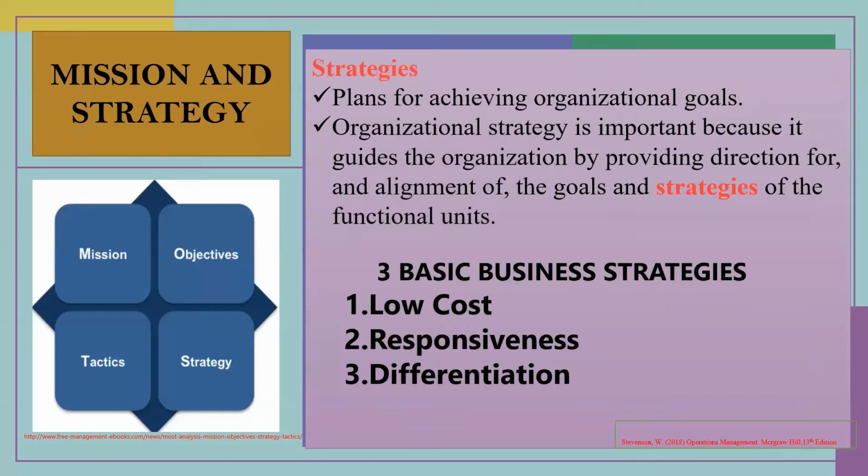So strategy is plans for achieving organizational goals. And organizational strategy is important because it guides the organization by providing direction for an alignment of the goals and strategies of the functional units. So the three basic business strategies. Actually, guys, there are a lot of strategies that businesses are doing, but these are the basics. Low cost, that's very self-explanatory, actually. Responsiveness of the market or responsiveness of the business. And then differentiation, product differentiation. One company sells different types of products to different types of markets because they segment the market.